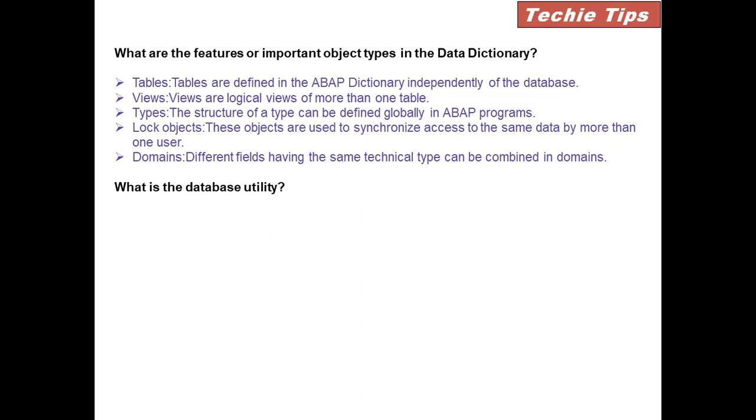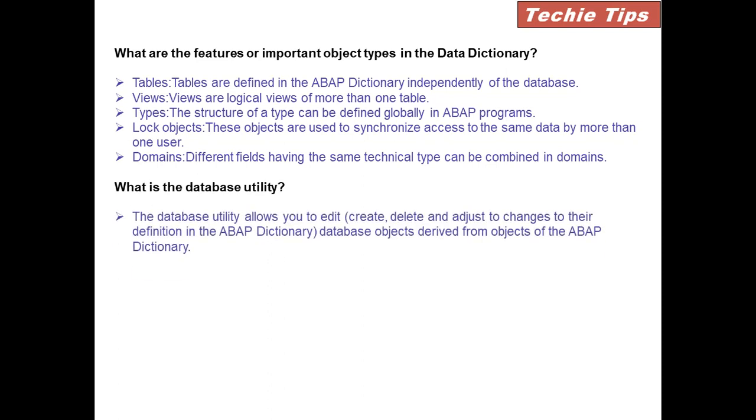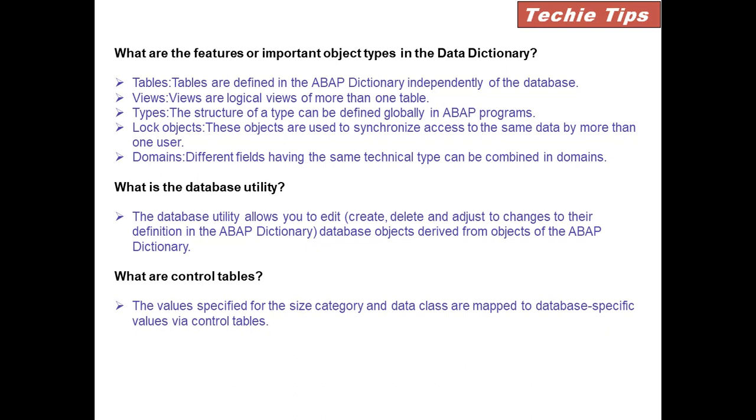What is database utility? The database utility is used to allow you to edit, create, delete and adjust to the changes to their definition in the ABAP dictionary. Database objects are derived from objects of the data dictionary. The transaction code used for database utility is SE14. What are control tables? The values specified for a size category and the data class are mapped to database specific values via control tables.